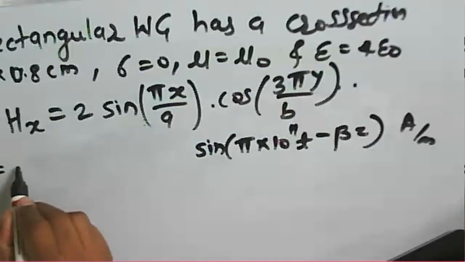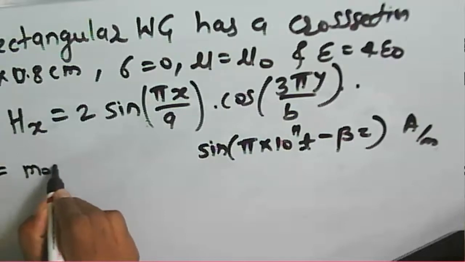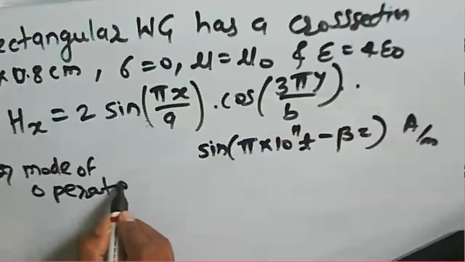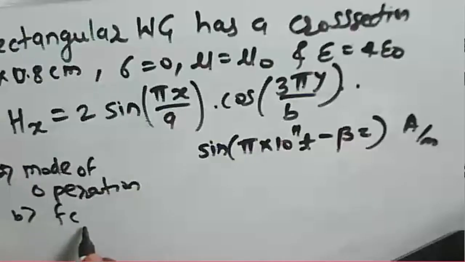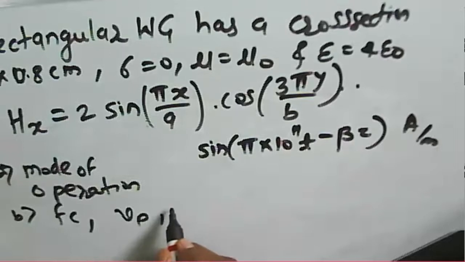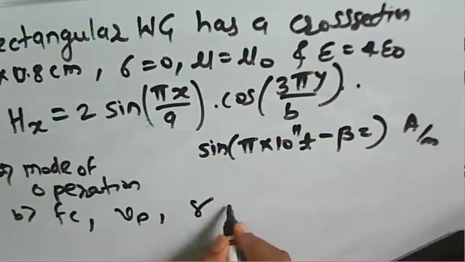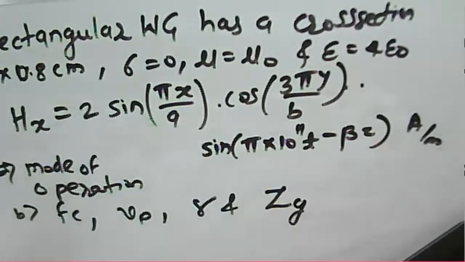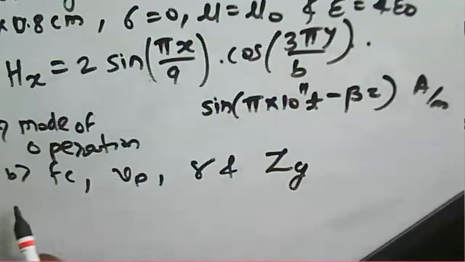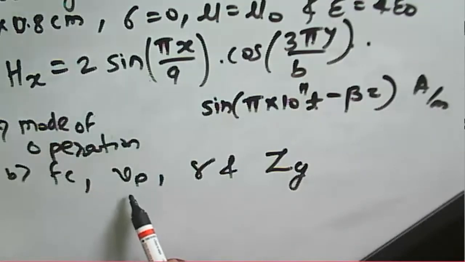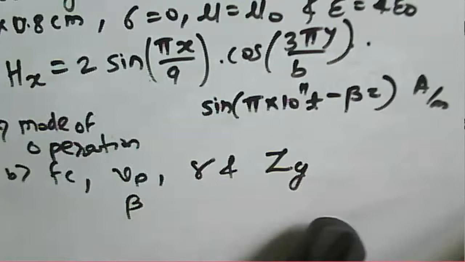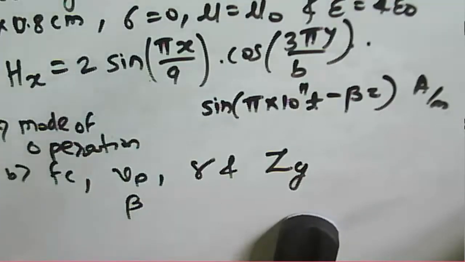Then determine the mode of operation, the cutoff frequency, the phase constant, then the propagation constant, and the wave impedance. We can say the guide impedance for the TE mode and the TM mode. So we need to find the mode of operation, cutoff frequency, phase constant, beta, and the rest. We need to consider these values and find all these components here.